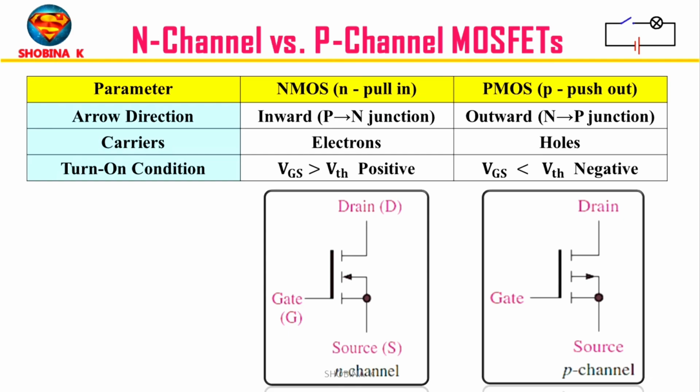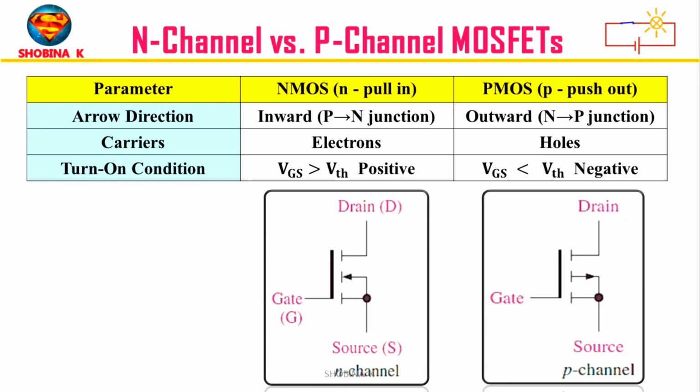In N-channel MOSFET, electrons are main carriers. They are faster than holes. The MOSFET turns on when gate voltage is positive. The arrow on the symbol points in, which means electrons are entering the channel. Think N pulls in, so NMOS is pulling in electrons.